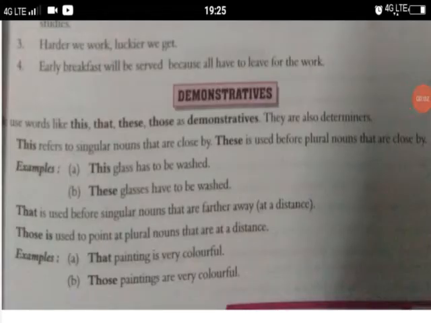Let us discuss what demonstratives are. When we use words like this, that, these, those, we consider them as demonstratives. They are also determiners. Now, this refers to singular nouns that are close by. These is used before plural nouns that are close by. For example, this glass has to be washed. These glasses have to be washed.